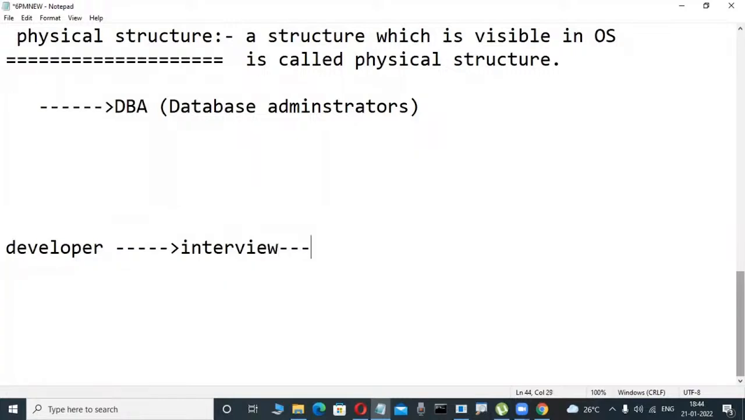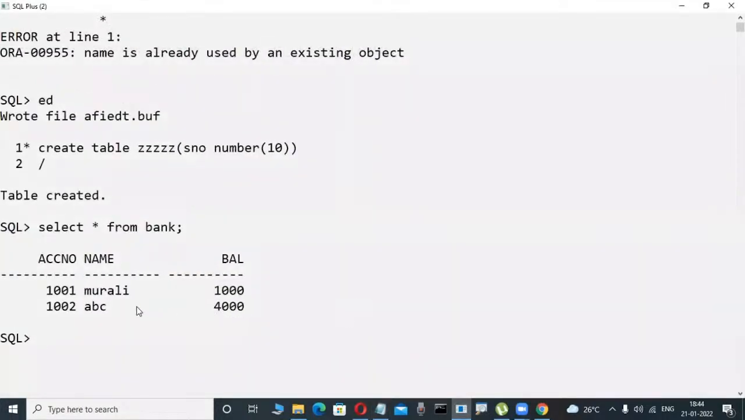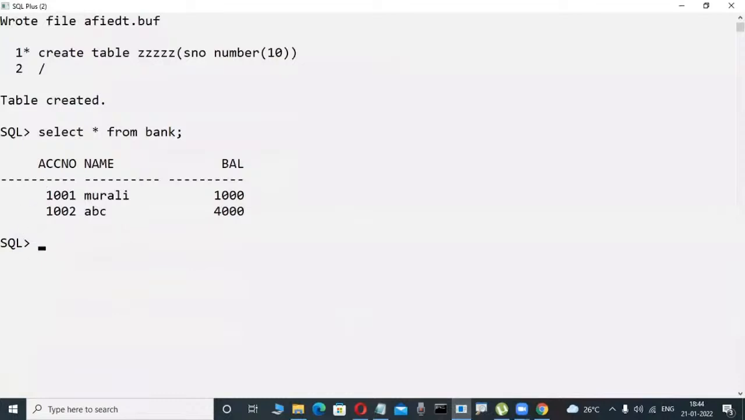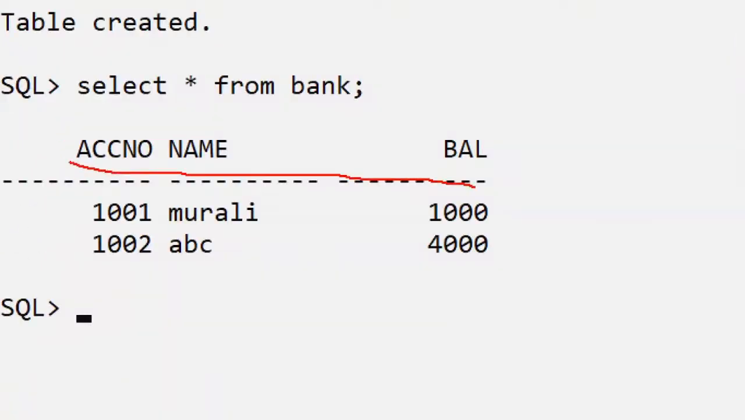What is a database? Generally, if someone asks, developers answer from the logical structure side: it is a place where we can store a structured collection of data. This is a structured collection of data, right?